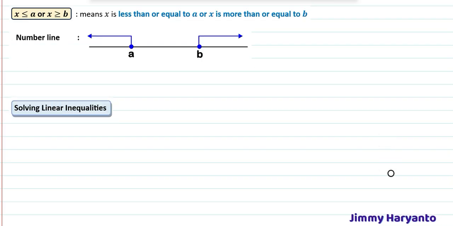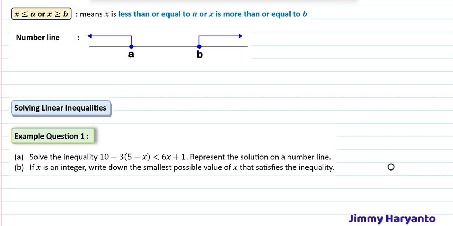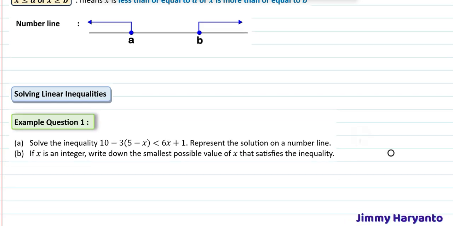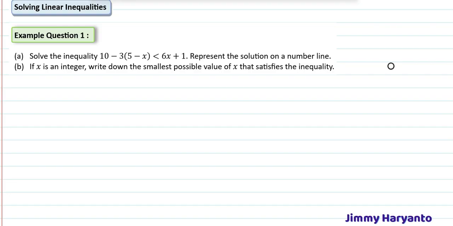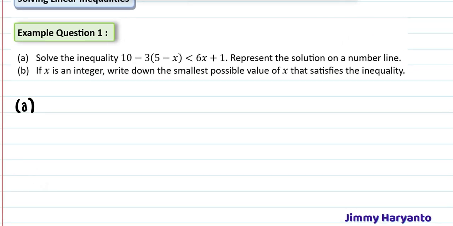And then I will teach you how to solve the linear inequalities. You already learned this before, but that's okay. I will revise it for you. So for the first question, A, solve the inequality. To solve the inequality, you only have to do normal algebra. That means 10 minus 3 times, I will rewrite the question first, (6x plus 1).